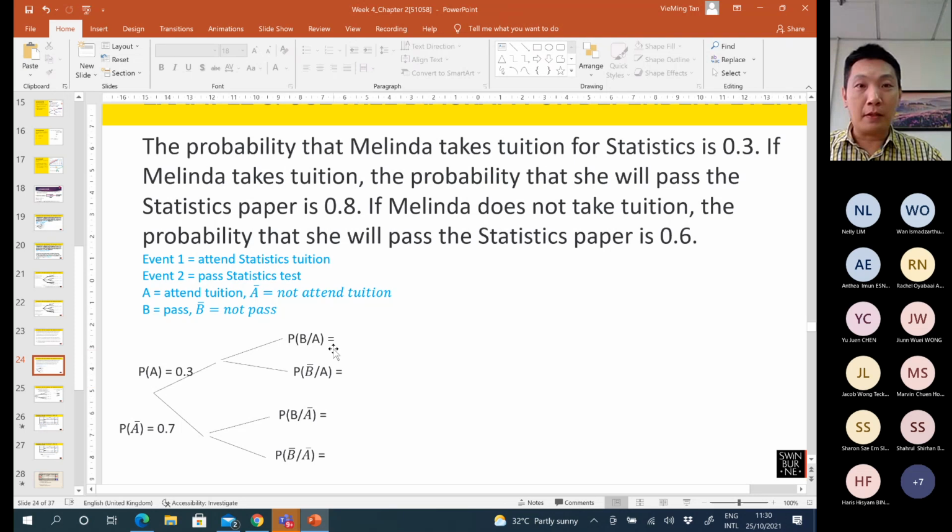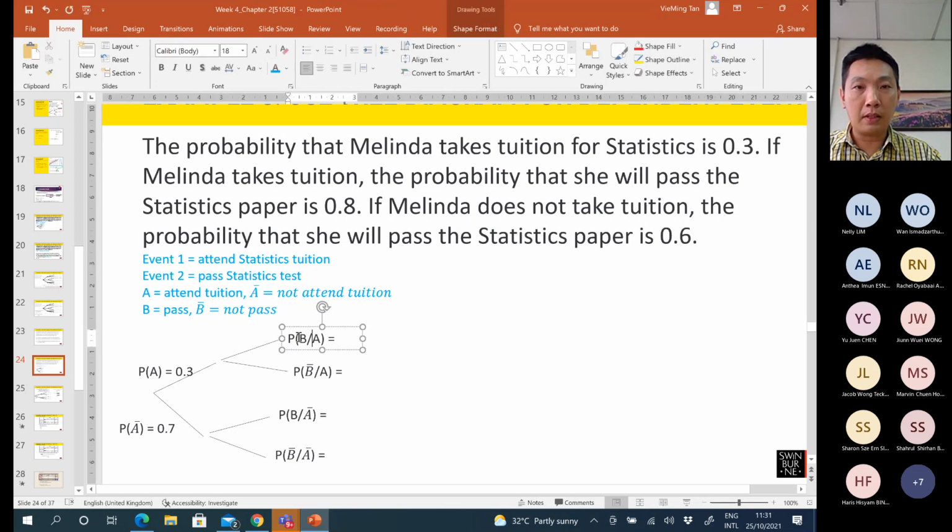Okay, the figures. We start from this sentence. If Melinda takes tuition, that means A, if A already happened, the probability that she will pass the statistics paper is 0.8. So what is the meaning of this sentence? It refers to this bunch. If Melinda already attended the tuition, the probability that she passed the statistics test is 0.8. So it's this one, 0.8.